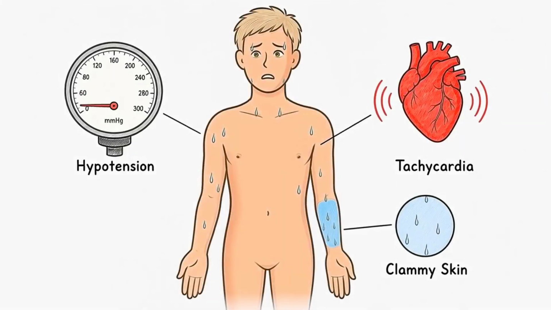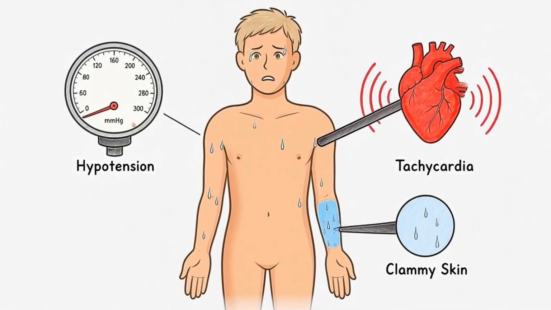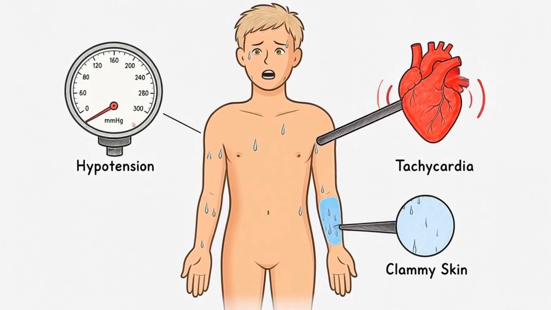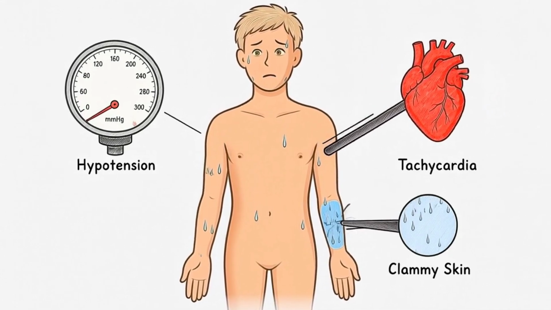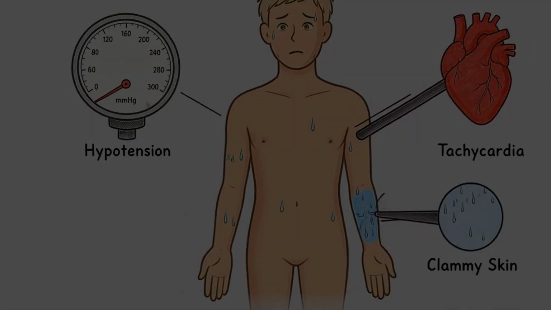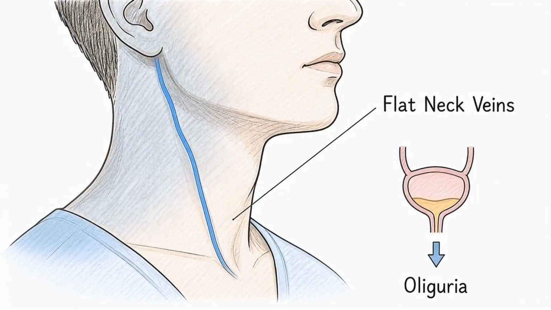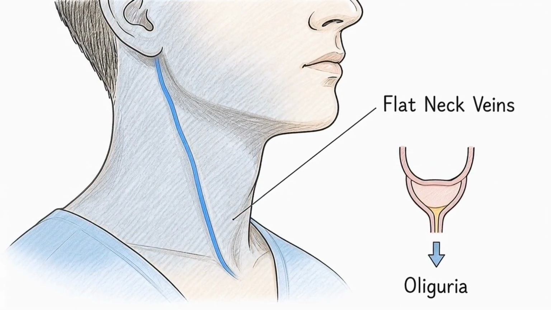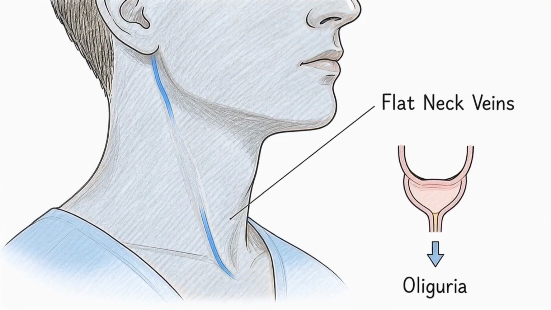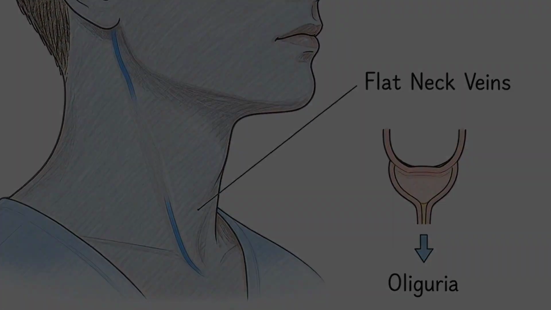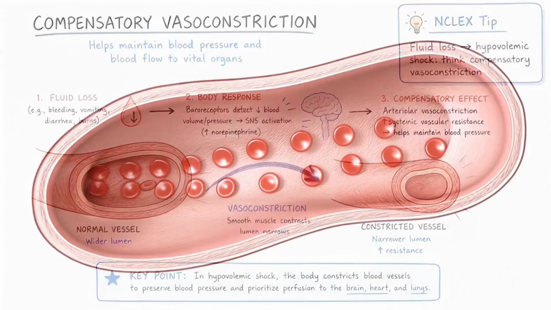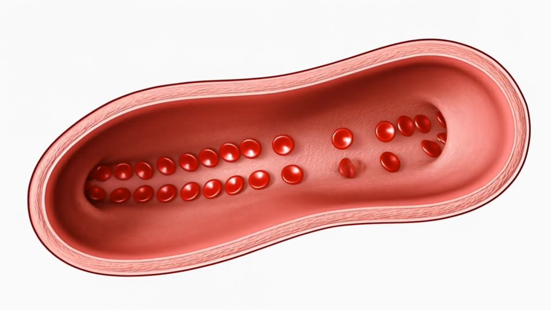Patients often present with low blood pressure and a rapid heart rate. You might notice weak pulses and cool, clammy skin. Watch for decreased urine output and flat neck veins. These are classic clinical indicators of a significant loss in circulating volume. The body attempts to compensate by constricting blood vessels.